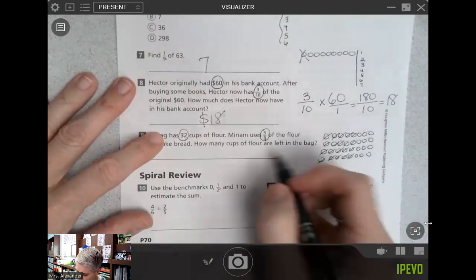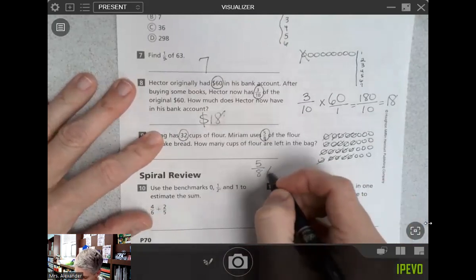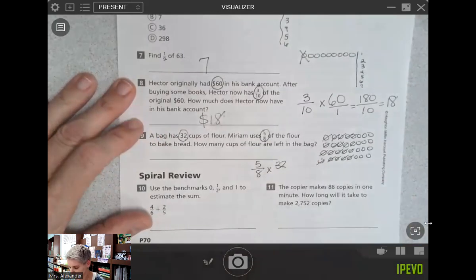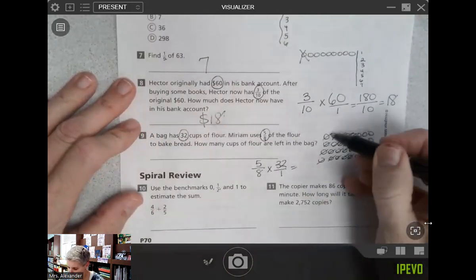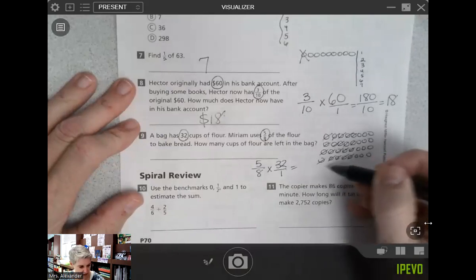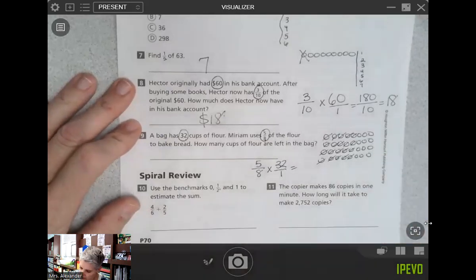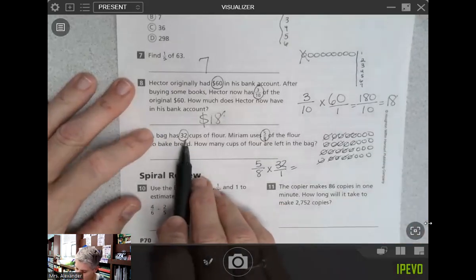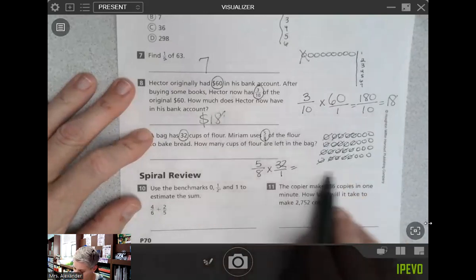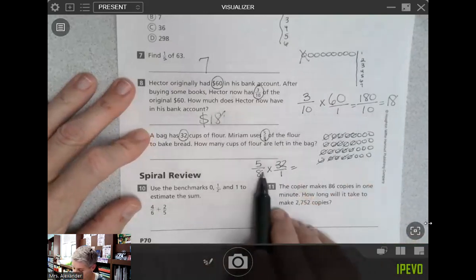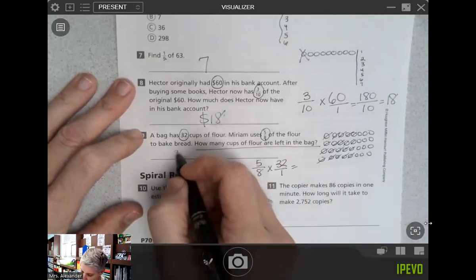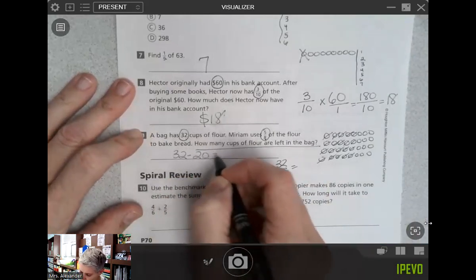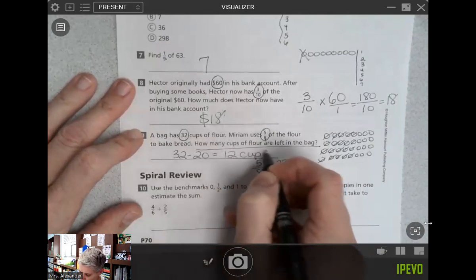This could also be she has 5/8 of 32. And then we would put a 1 under and do the work. How many is that? 5, 10, 15, 20. It says a bag has 32 cups. She used 20. She used 5/8. How many cups are left? 32 minus 20 would be 12 cups.